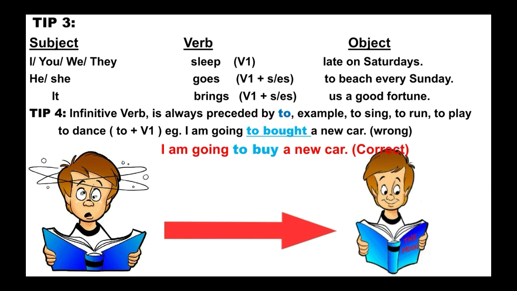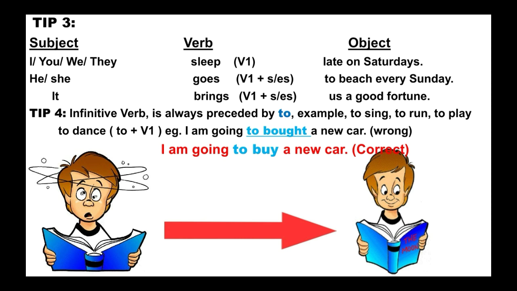The fourth important point to remember is the usage of the infinitive verbs. Now, infinitive verbs, they are always preceded by to. For example, to sing, to run, to play, to dance. So the rule becomes to plus V1. If you get the statement I'm going to bought a new car. Immediately, if you remember the rule to plus V1, you'll come to know where the error is. Bought is not the base form of verb. So you'll identify the error and you'll rectify it.